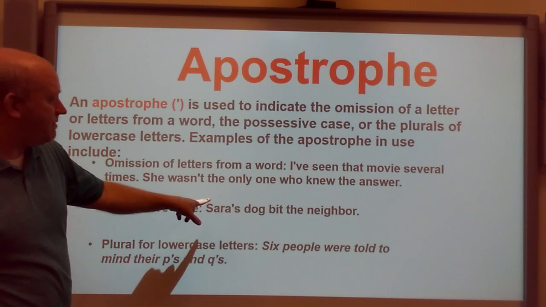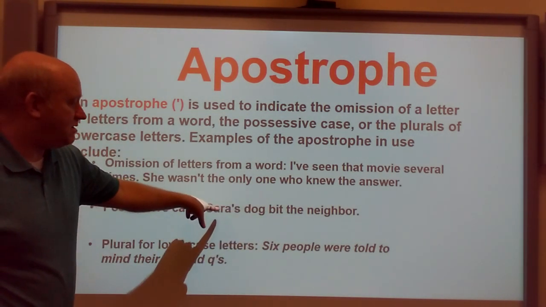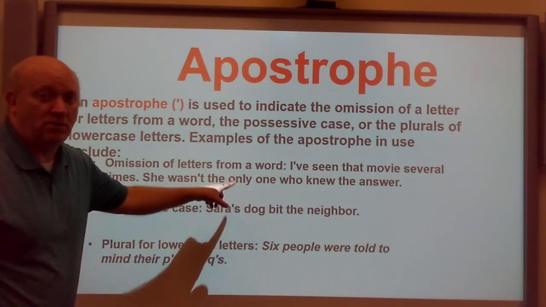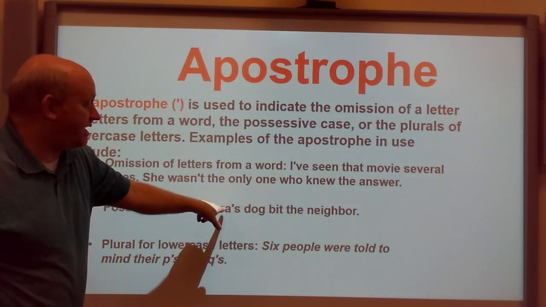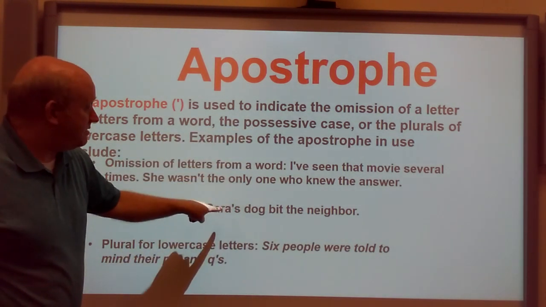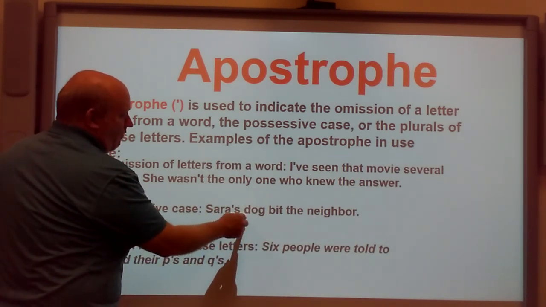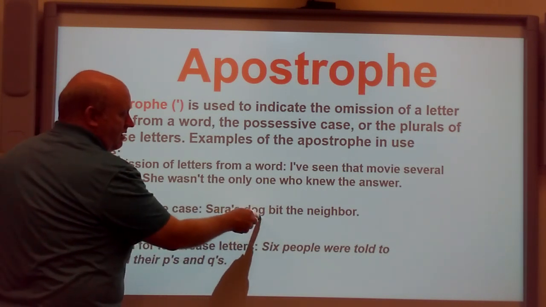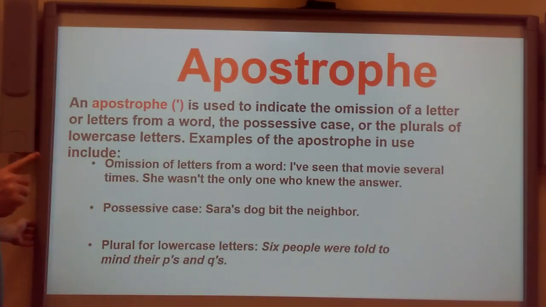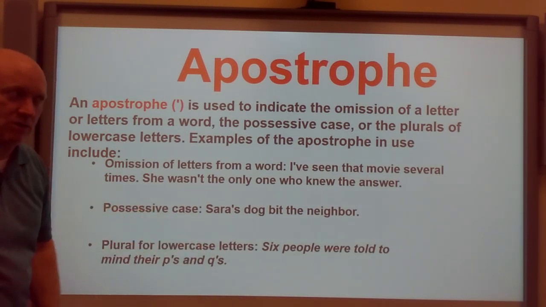Or possessive case, for example, Sarah's dog bit the neighbor. Sarah's, whose dog, who does it all belong to? Sarah. Possessive case. Sarah's dog. Whose dog? Sarah. So a lot of times when you have a noun before a noun or a thing, then you better have apostrophe S, or S apostrophe if it's plural. Plural for lowercase letters: six people were told to mind their P's and Q's.